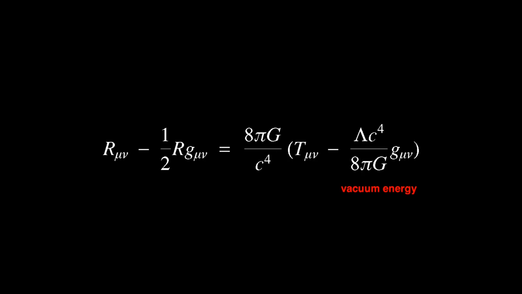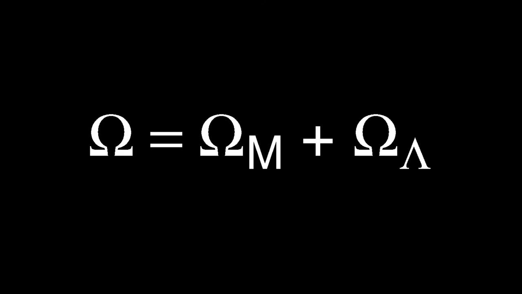In other words, we need to add on to our value for omega m a contribution from this so-called dark energy term. So in effect, we need omega equals omega m, which is what we've so far managed to observe, including this mysterious dark matter, plus the stuff from the vacuum energy from this lambda term. All right, so what are these values?